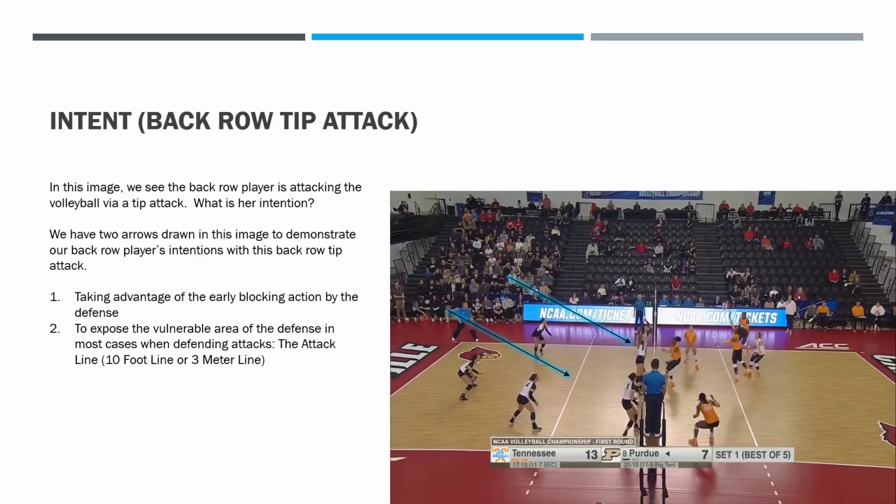Tip attacks normally take advantage of the early blocking action by the defense, and they expose the most vulnerable area of the defense in most cases when defending almost all types of attacks. The attack line, which is also known as the 10-foot line or the 3-meter line.